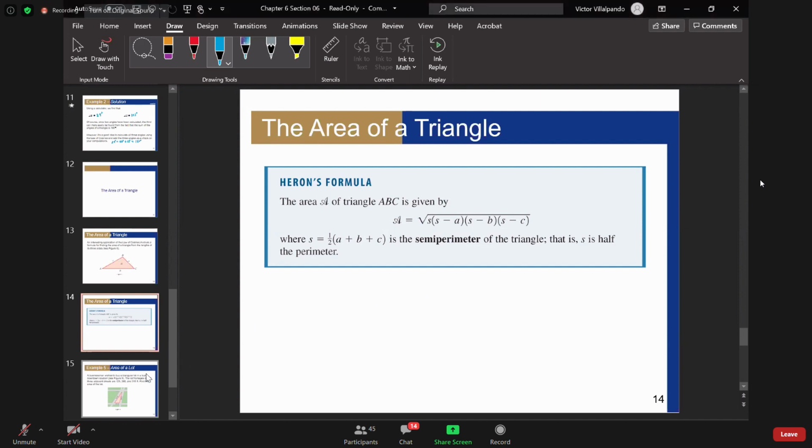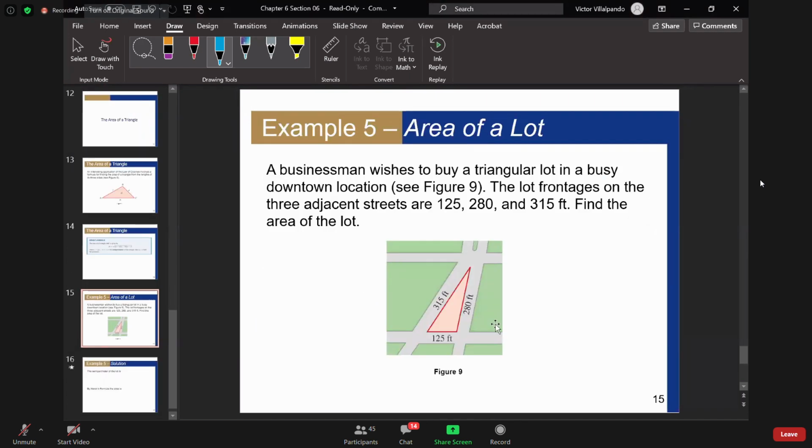Right. So here we have a nice little application problem. It says a businessman wishes to buy a triangular lot in a busy downtown location shown below in Figure 9. The lot frontages on three adjacent streets, here we see this street and this street right there, happen to be 125, 280, and 300 feet, respectively. Find the area of the lot.